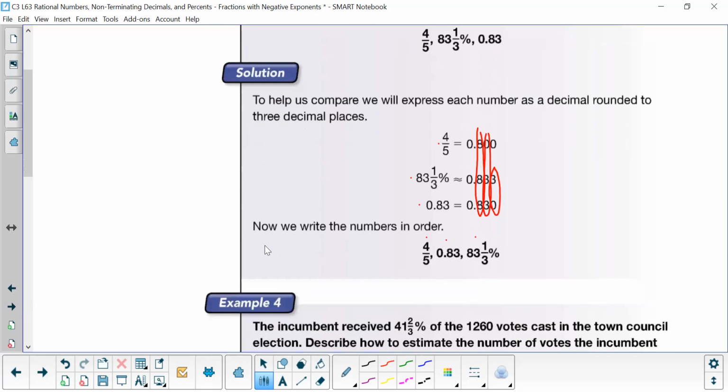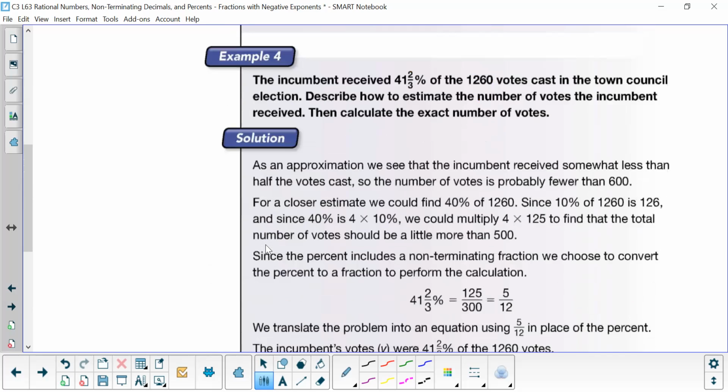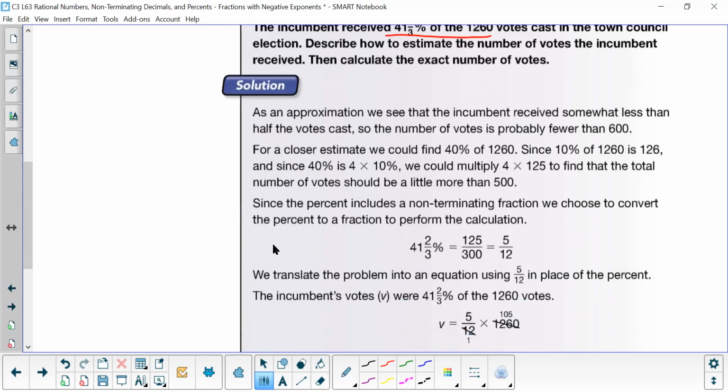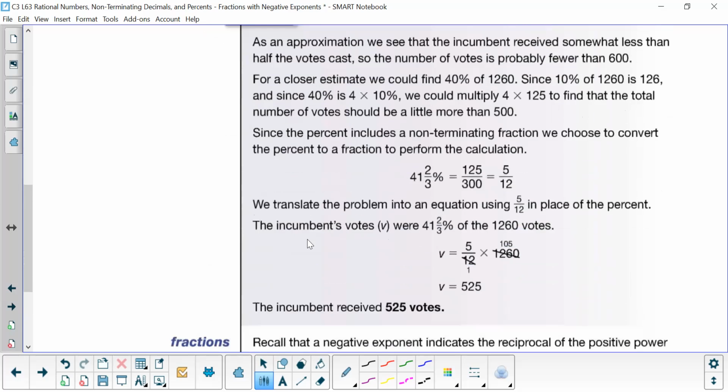Example 4 is a word problem type for this type of problem that we're looking at. To answer this question, I need to find 41 2/3% of 1,260. So the easiest way to do that is to first convert 41 2/3% to a fraction, and then take that fraction times my 1260. And if you need a review of that, you can go back to the previous examples. And when you solve that, you'll end up with 525 votes.